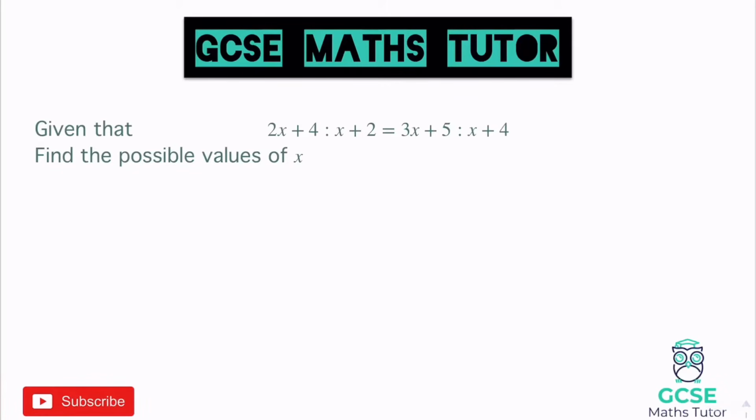So we're going to kickstart with this question, so grab a piece of paper, grab a pen, make some notes, and let's have a look at this question here. So it says, given that 2x plus 4 to x plus 2 is equal to 3x plus 5 to x plus 4, find the possible values of x.